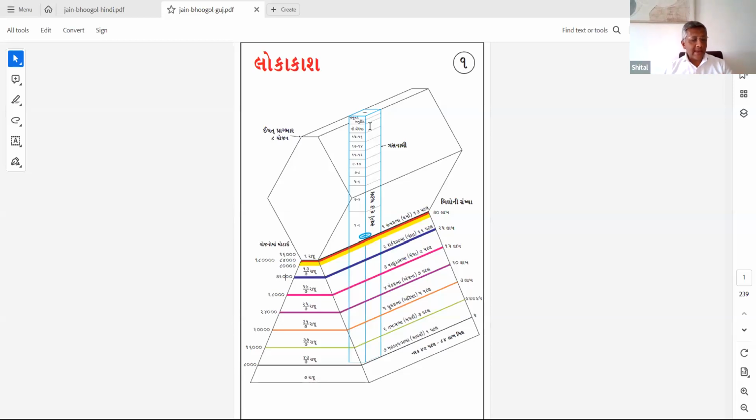So once again, what is the width of the Sidsila? Remember, only Manushya can become Siddh Bhagwan. So the area of the Sidsila is exactly the same as the area of the Manushya Lok. So once again, what is the Sidsila area?